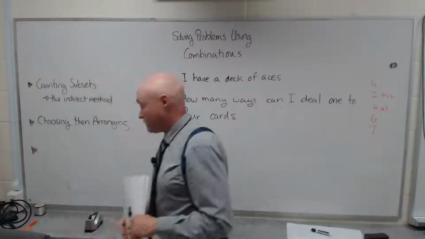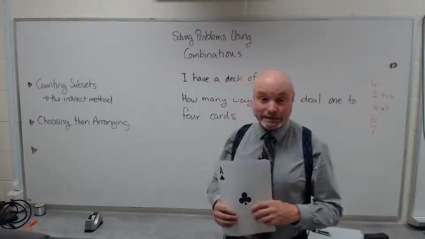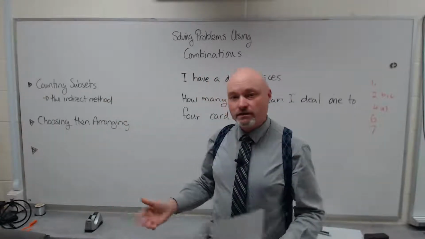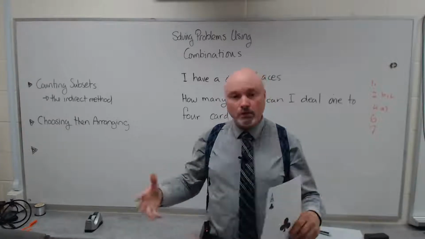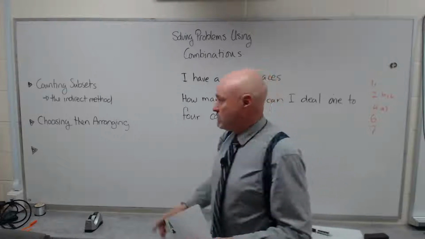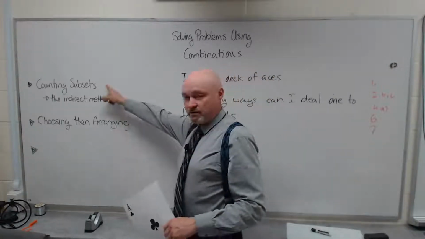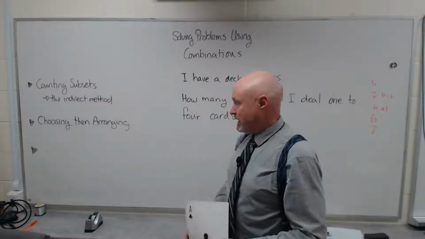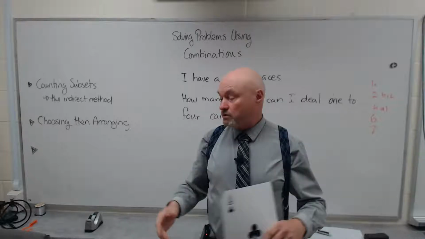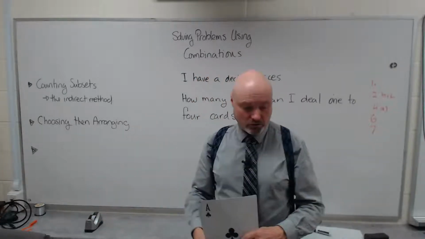So we're going to look at a few of the problem-solving strategies that involve combinations. First of all, we're going to look at counting subsets of things. We've got multiple possibilities, so we need to count each subset and add them all together. We're also going to look at the indirect method by which we can avoid counting subsets. And then next, we are going to look at multiple subsets where we have to choose our items first, and then decide how we're going to arrange them.